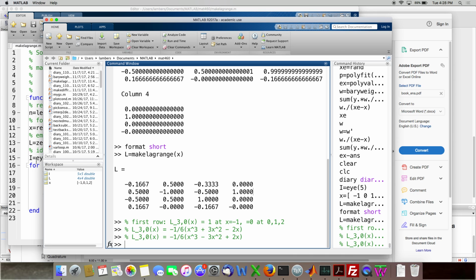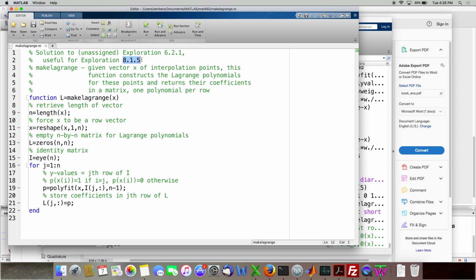So when you get to the problems on numerical differentiation, this is the start of homework 4, so 815, this will be helpful. So I'm going to post this on the site after class.